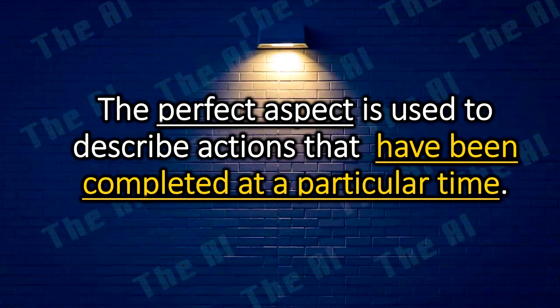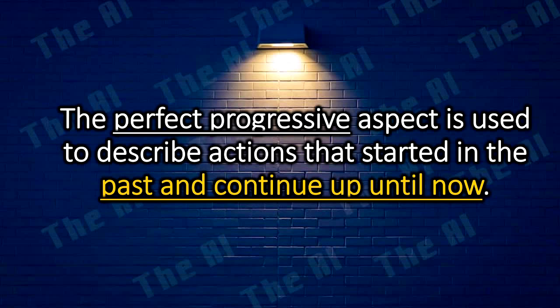The perfect aspect is used to describe actions that have been completed at a particular time. The perfect progressive aspect is used to describe actions that started in the past and continue up until now.